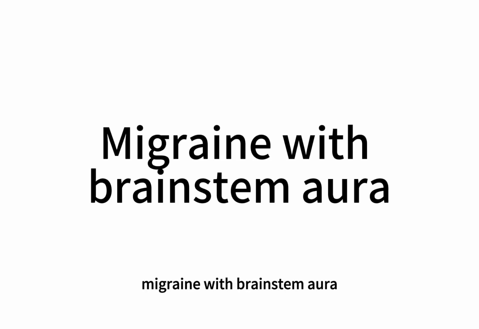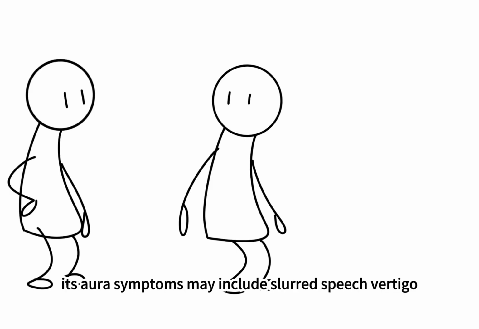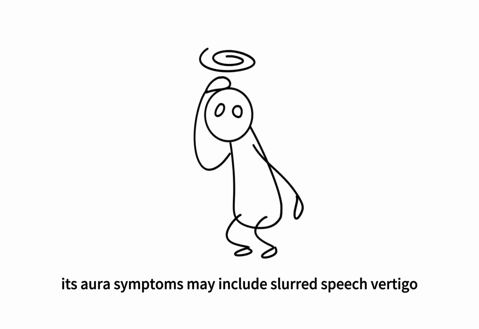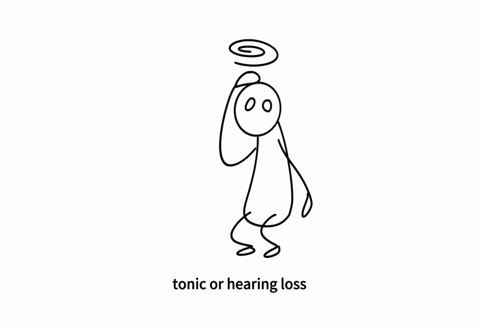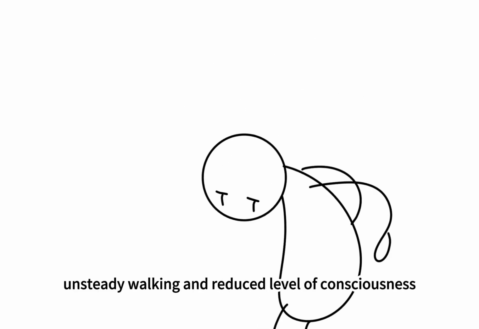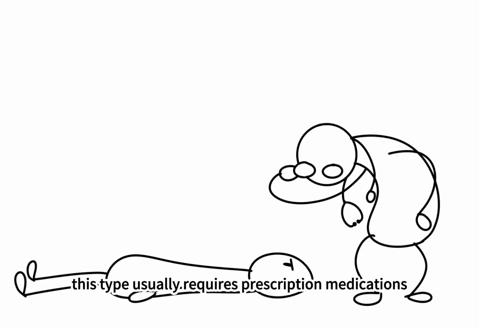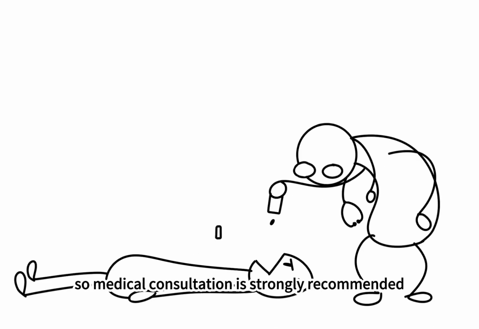There are also some rarer types, such as migraine with brainstem aura and hemiplegic migraine. Migraine with brainstem aura is more common in young women and is often related to hormonal changes or specific food triggers. Its aura symptoms may include slurred speech, vertigo, tinnitus or hearing loss, unsteady walking, and reduced level of consciousness. This type usually requires prescription medications, so medical consultation is strongly recommended.